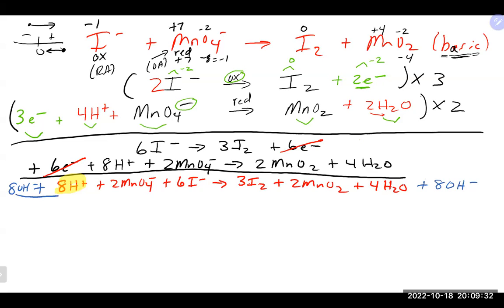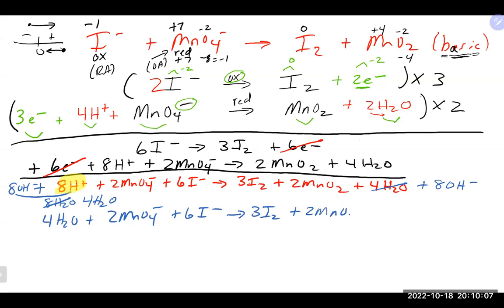Once again, the side that has both the H plus and OH minus will combine to make water. And that will give us 8 waters, which in this case, we have 4 on the right, which means that this will reduce down to 4 waters on the left. And that should do it here. So let's see, we end up with 4 waters plus 2 MnO4 minus plus 6I minus goes to 3I2 plus 2 MnO2 plus 8 OH minus.